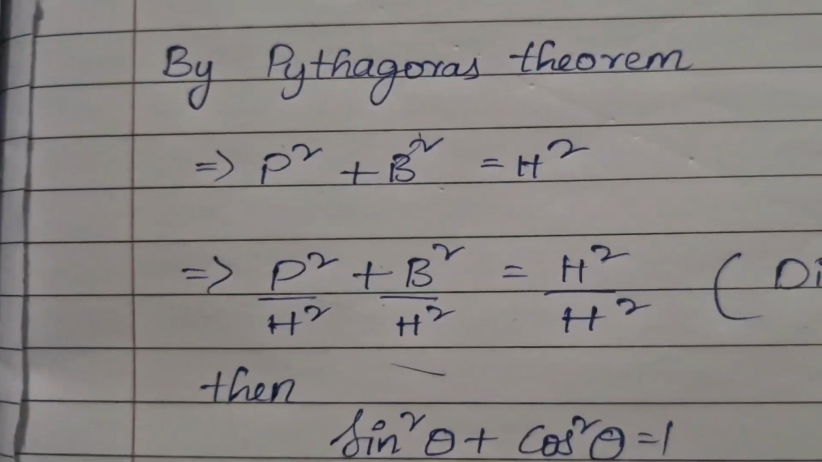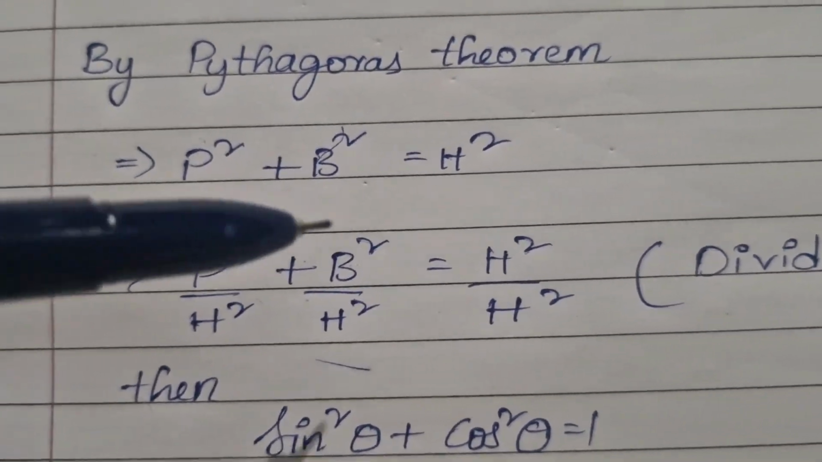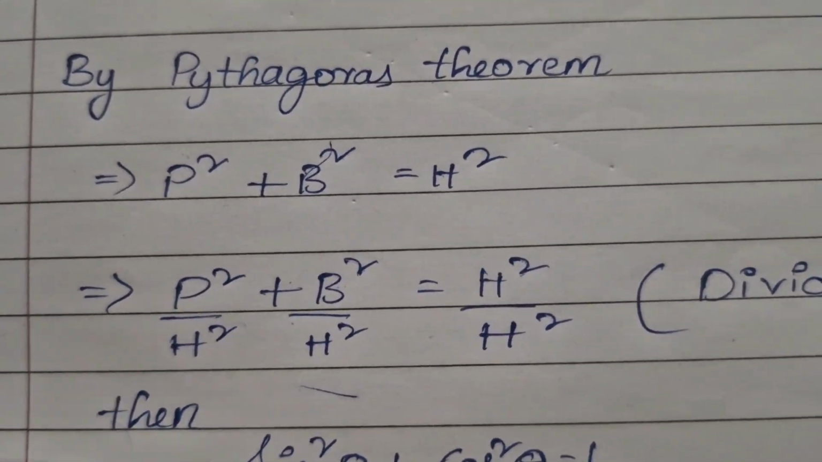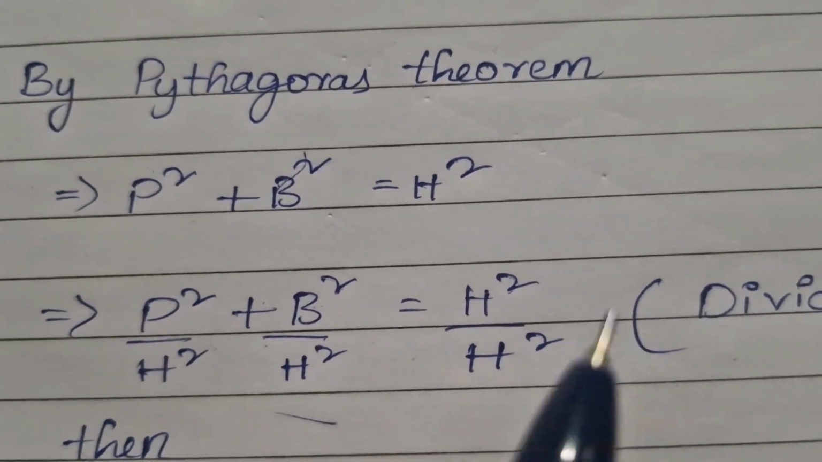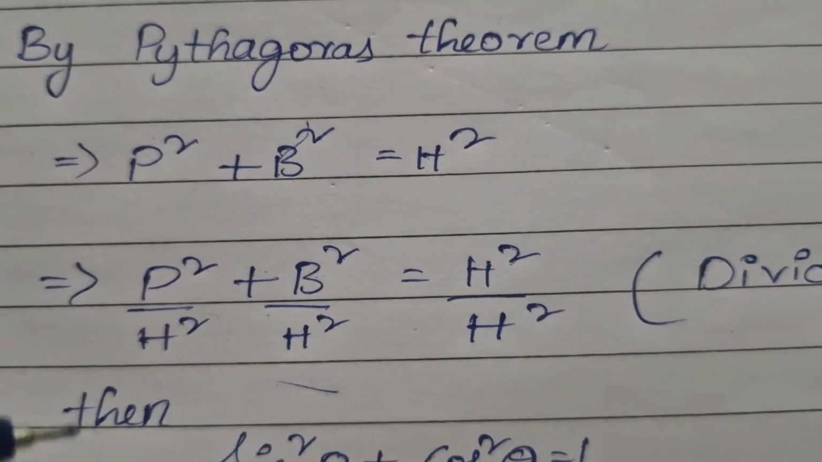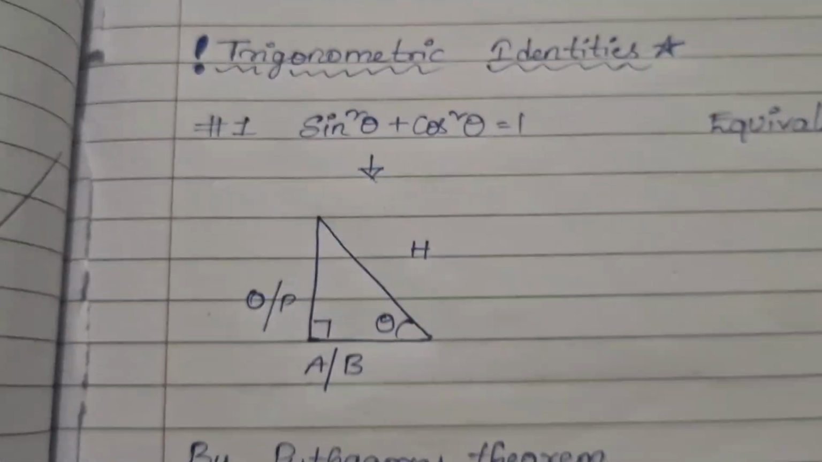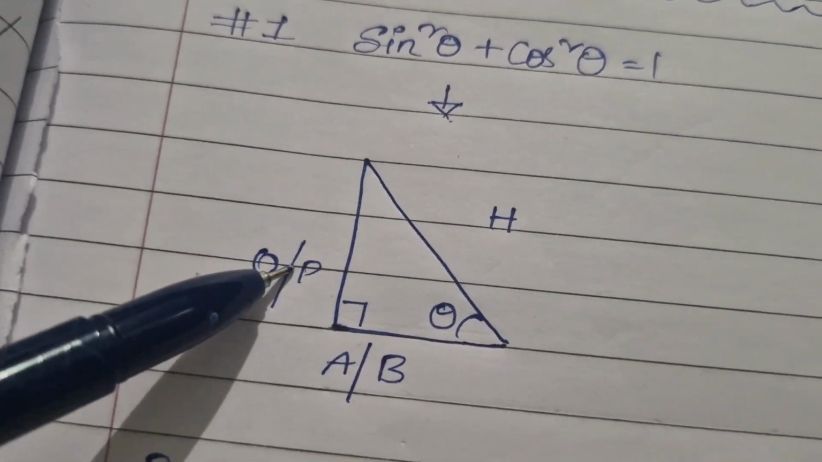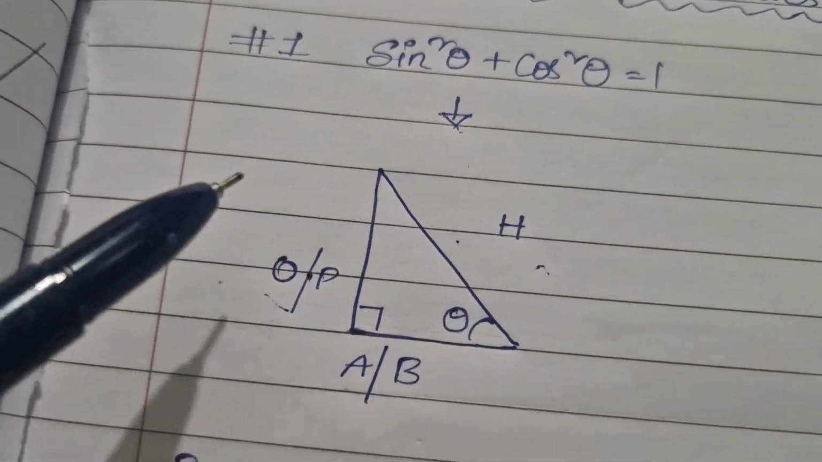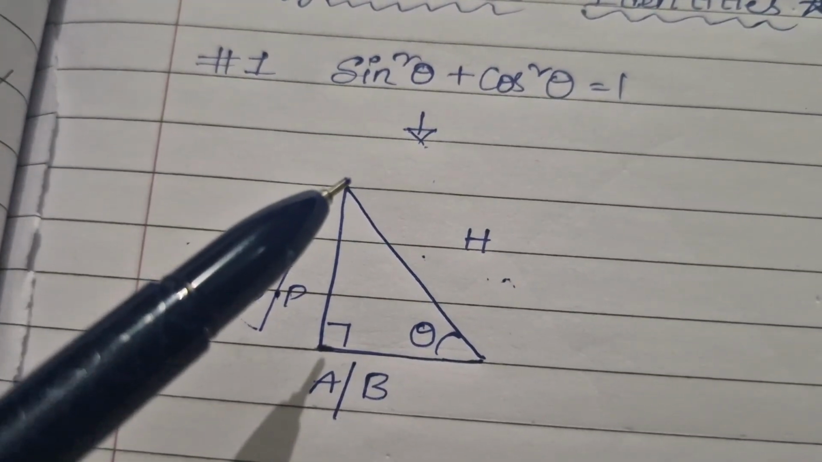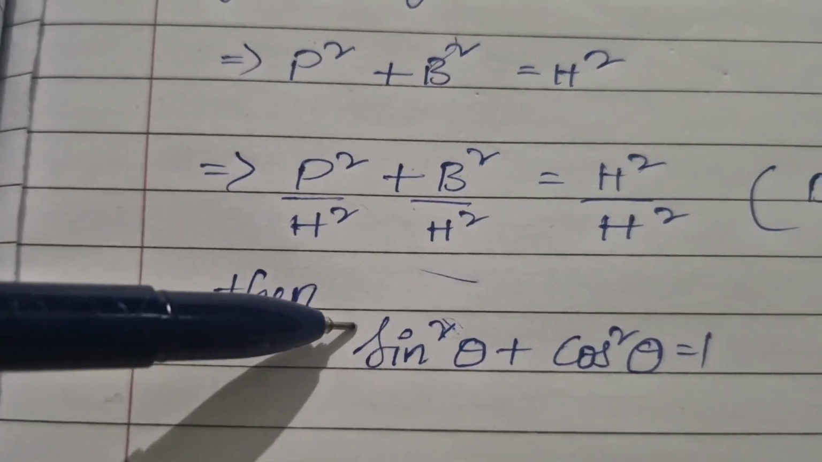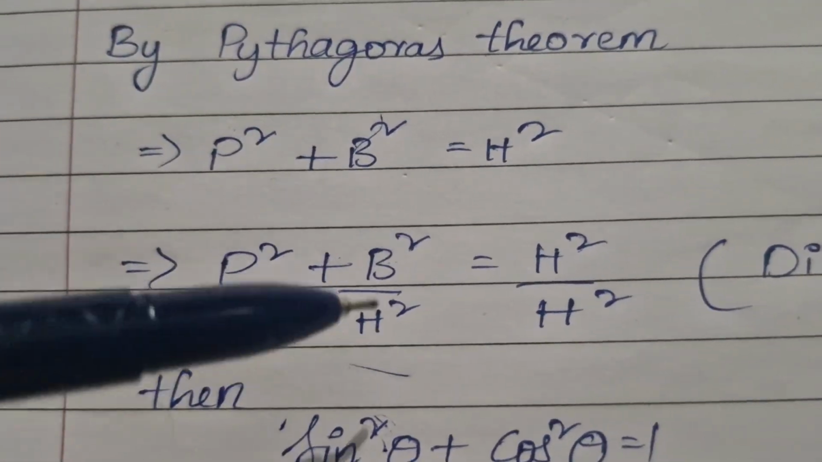Next, in the next step, we have to divide the whole equation by h square on both sides. We have divided by h square here as well. Then p square by h square, let us see, p square by h square. P by h is nothing but sine. Opposite by hypotenuse is sine theta. The square is there, so that's why there is a square over here. So sine square theta.